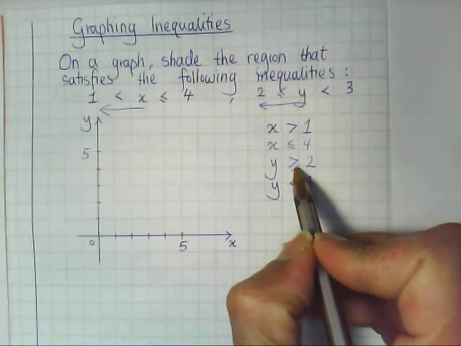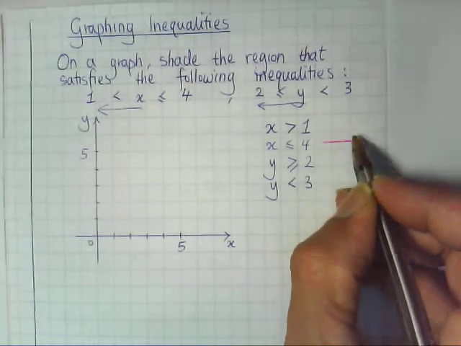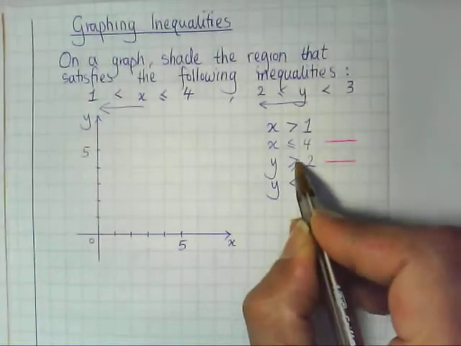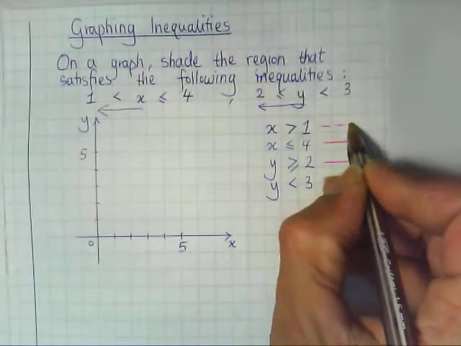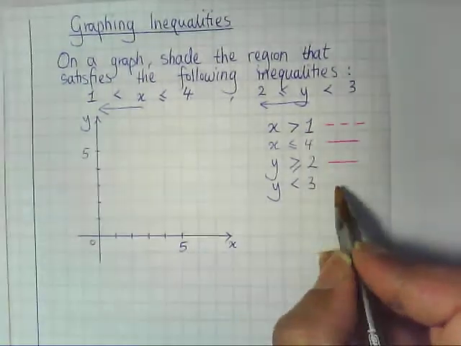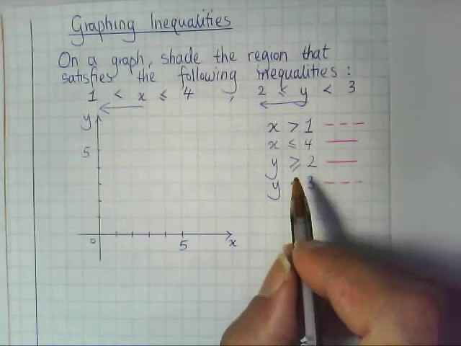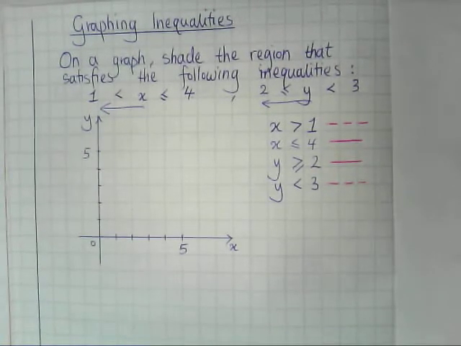Now, we do use different lines to represent the inequalities which have the equal symbol underneath the arrow part. So we would use a solid line for less than or equal to, solid line for greater than or equal to, but we would use dash lines for just greater than and dash lines for just less than. So we can quickly sketch these lines.